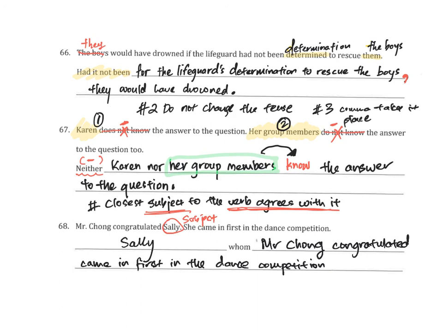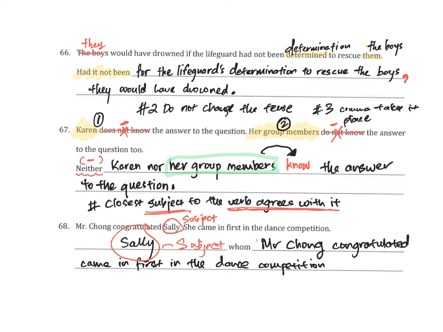All right, so came in first in the dance competition is what happened to Sally. Mr. Chong congratulating her is also what happened to Sally. Right, so both of these things happen to Sally, but Sally is very clearly my subject. All right, so I need to be very clear that she comes first. Sally, whom Mr. Chong congratulated, came in first in the dance competition.